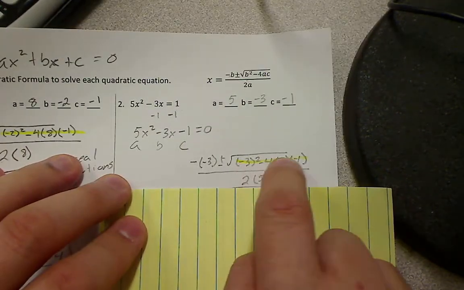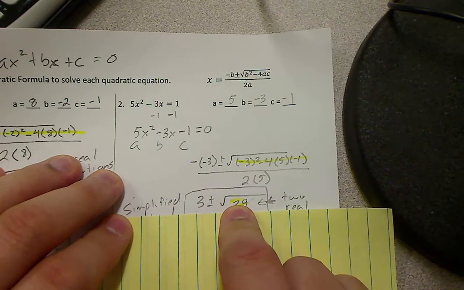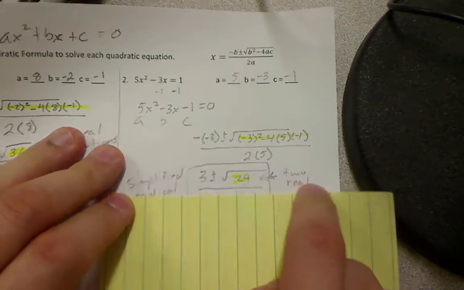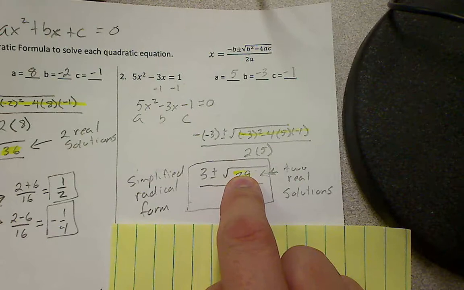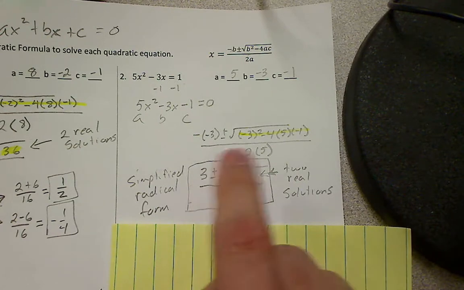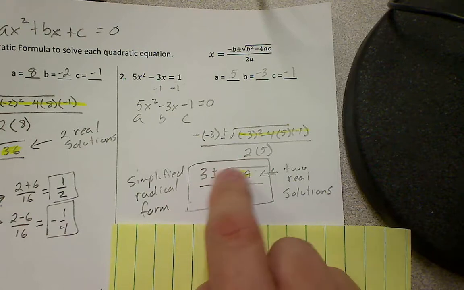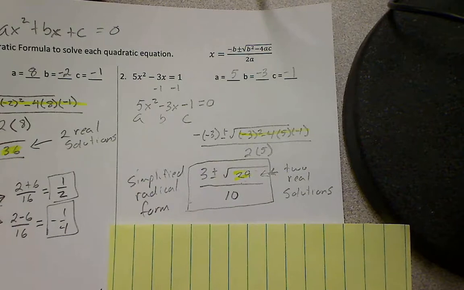Then I get my discriminant number, which is that one right there, which happens to be 29. That tells me it's positive. It tells me I'm going to have 2 real solutions. And in this case, because I cannot simplify this 29 down and I'm not using decimals, then my actual answer in simplified radical form would be 3 plus or minus the square root of 29 all over 10. And actually, that would be the final answer I would have on this.